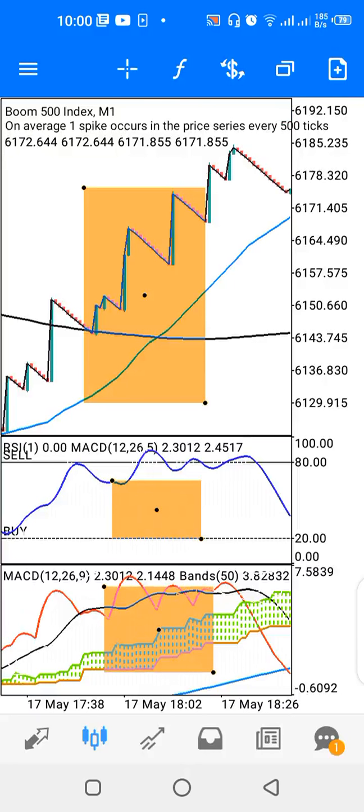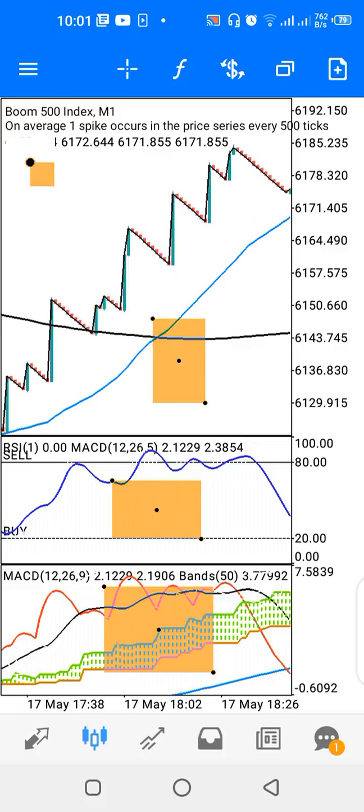Now it's a very simple strategy. You can use it to trade Boom 1000, Boom 500, Crash 1000, and Crash 500. So basically you can use this strategy to trade boom and crash. You can use it on 1 minute time frame, 5 minutes, 15, 30, 1 hour. But I prefer to use it on 1 minute time frame so that I could just catch the spike at the beginning, so to speak.